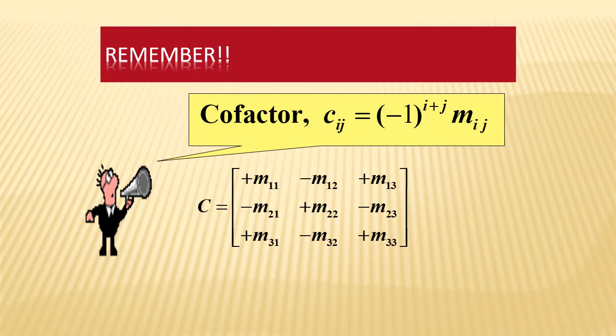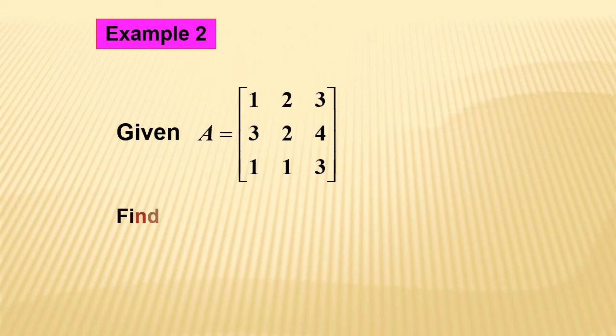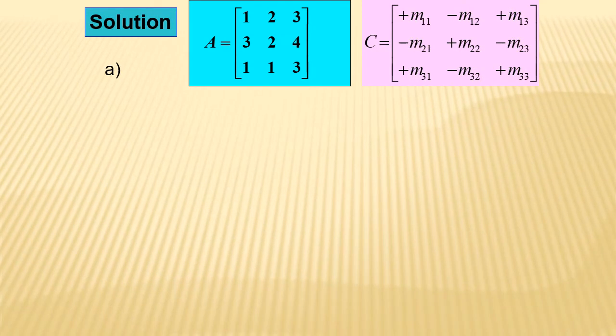So if we write down the cofactor in the form of matrices, we have this formula: plus m11, negative m12, plus m13, and so on. If we transpose, this row will be the column. So let's do an example for a 3 by 3 matrix. Find the adjoint of matrix A. What we need to do is find the minor and the cofactor, and then transpose the cofactor.